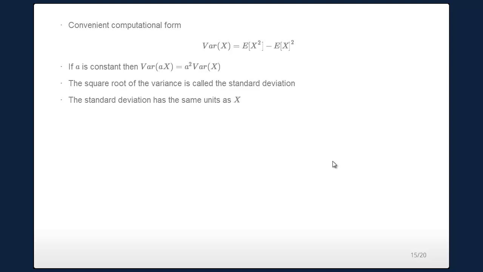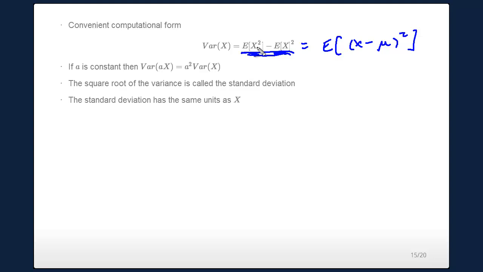Okay, there's a convenient computational form for the variance. Instead of having to actually subtract the mean off from every point, then square, then multiply by the mass function or the density function and sum them up or integrate, we can just take the expected value of X squared and subtract from it mu squared. This quantity, even though we're subtracting, is guaranteed to be positive.